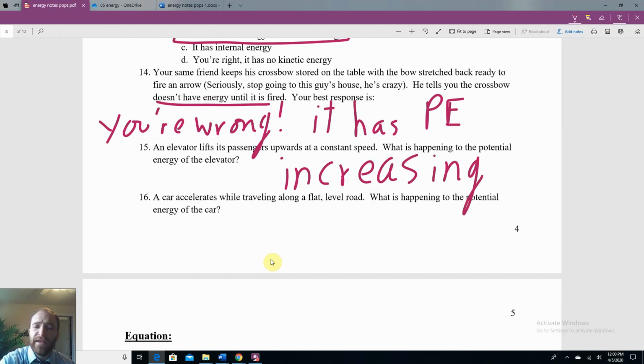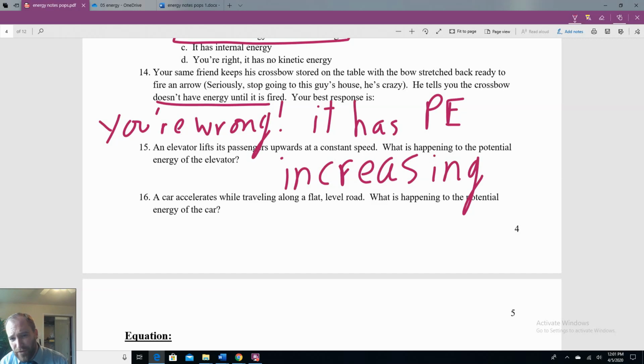Because again, as you gain height, as this elevator lifts you upwards, that's what this potential energy is. You're storing energy the further up you go. The car accelerates while traveling along a flat, level road. What's happening to the potential energy?